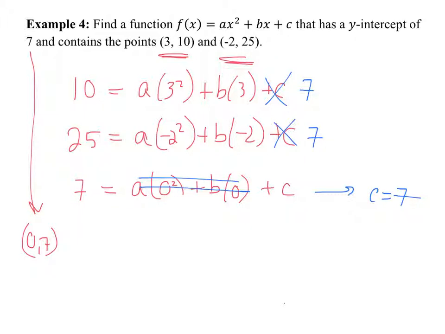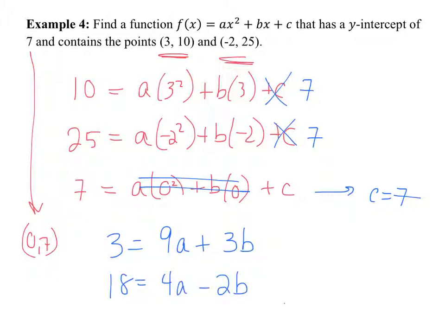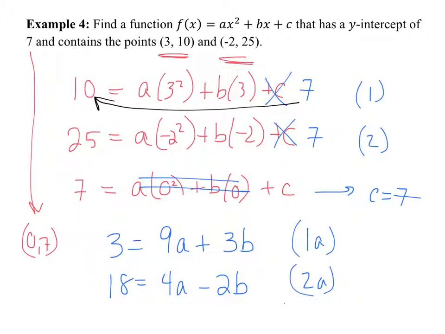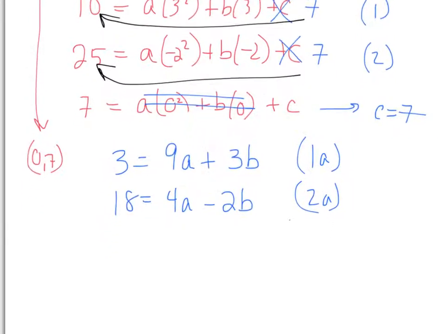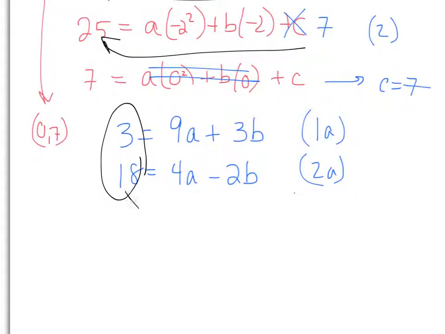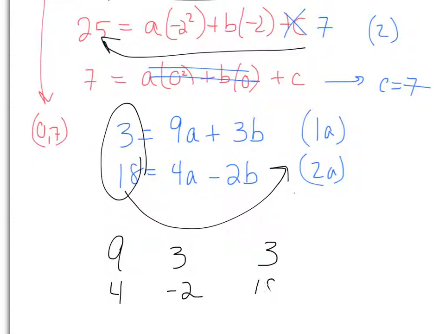So moving it over, you would get from the first equation 3 equals 9a plus 3b. And the second equation, you get 18 equals 4a minus 2b. Again, this is the first equation, that's the second one. So I'm just altering them slightly. That comes from moving the 7 over here and here. And when you write it as a matrix, write it with these on the right-hand side of the equation. So your matrix would look like this: 9, 3, 3, 4, negative 2, 18.